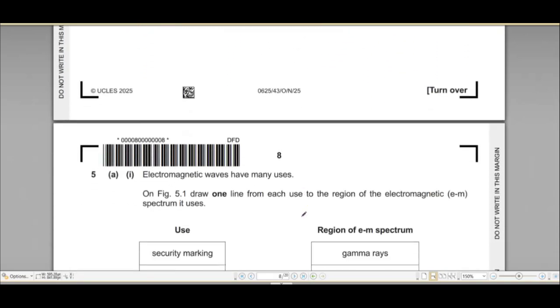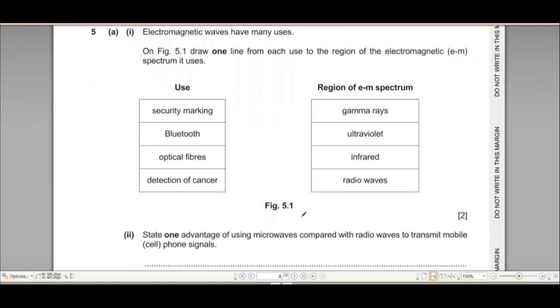Okay, so moving on to question number 5, part A, and the first part of A. Electromagnetic waves have many uses. On figure 1.1, draw one line from each use to the region of the electromagnetic spectrum it uses. Now security markings use ultraviolet. Bluetooth uses radio waves. Optical fibers use infrared, and detection of cancer is done by gamma rays.